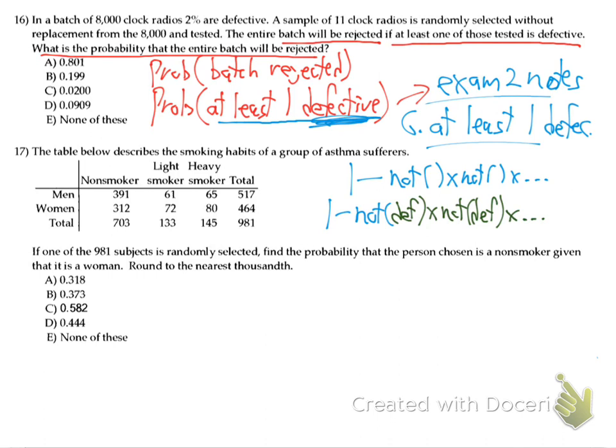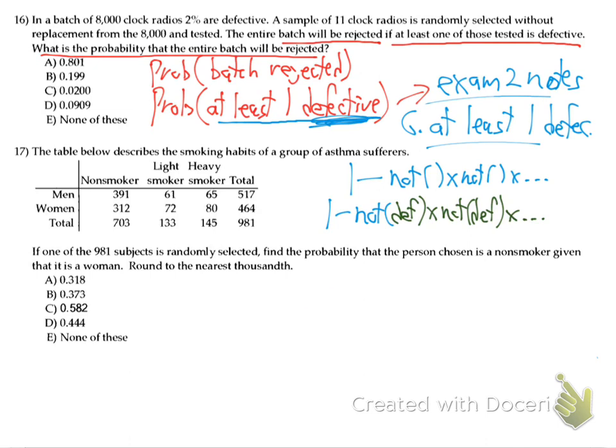How do you know that? I wrote an example for you in the exam notes, at least one boy, and then I went down there and wrote 1 minus not boy, not boy. I didn't switch to girl. At least one boy, 1 minus not boy. Same thing: at least one defective, 1 minus not defective, not defective, not defective. So that's how you do that.